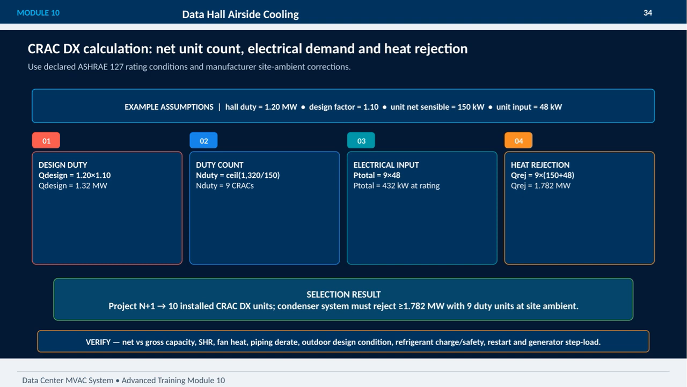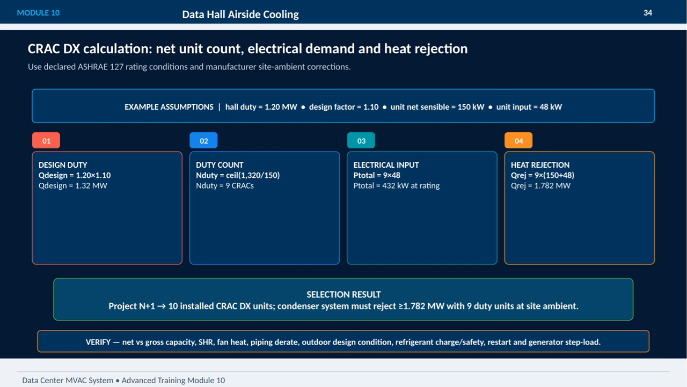Then, for heat rejection, we add the sensible cooling and the electrical input per unit and multiply by 9 units, coming to approximately 1.782 megawatts. The recommendation is to select 10 units for an N+1 configuration to ensure redundancy, with the condenser system needing to handle at least 1.782 megawatts when 9 units are operating.